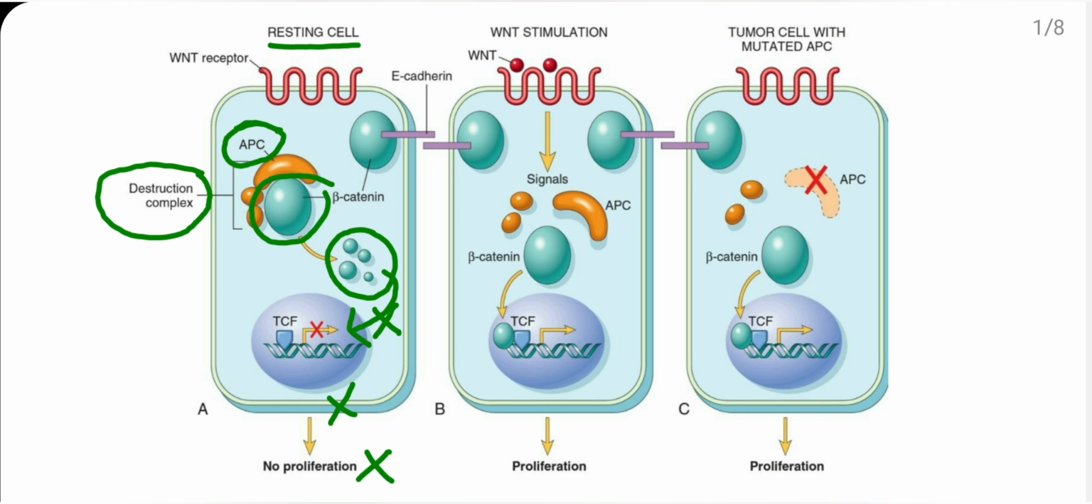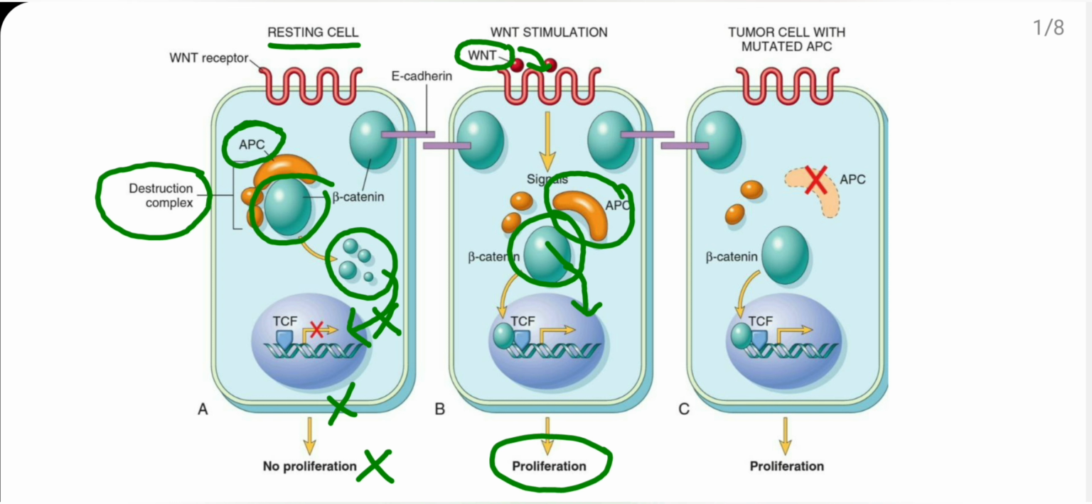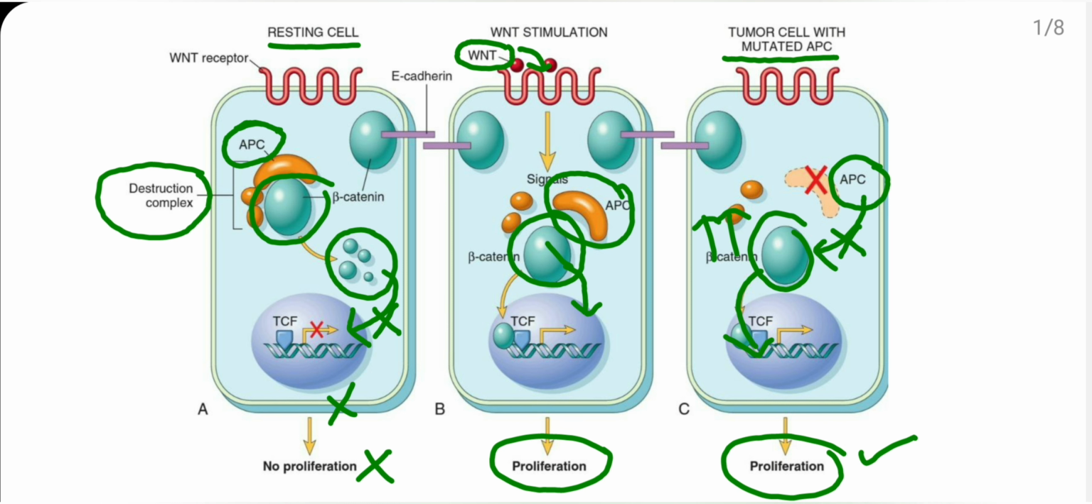Whereas in WNT stimulation, what will happen? WNT will bind to the WNT receptor, and it prevents APC from degrading the beta-catenin. So this beta-catenin will enter the nucleus, causing proliferation. In case of colonic cancer, there is loss of function of APC, so APC cannot bind to beta-catenin. Beta-catenin starts accumulating in the cell, and it will translocate into the nucleus, causing transcription and proliferation of the cell.